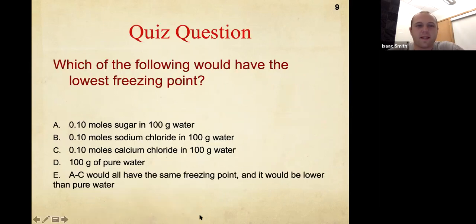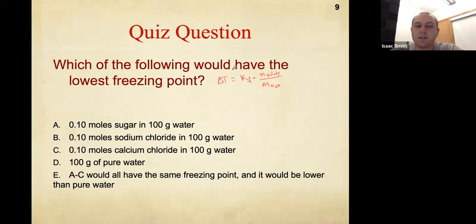Awesome. Okay. So here's an interesting quiz question. Go ahead and pause it and try and answer this and see how you're doing with this. Okay. So the question says, which of the following would have the lowest freezing point, right? So we're looking for the largest delta T. We've talked about how delta T equals K, in this case Kf, times the moles of solute over the mass of water, right? Well, in all 3 of these, we have 100 grams of water. Oh, sorry, in D, we have 100 grams of water as well.